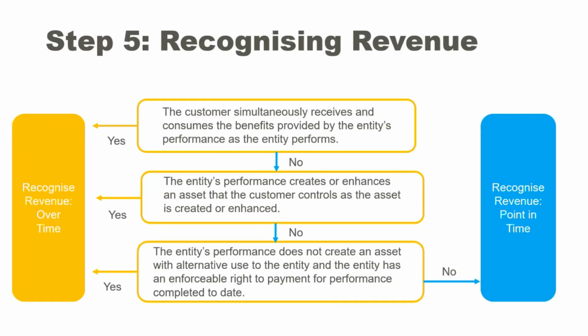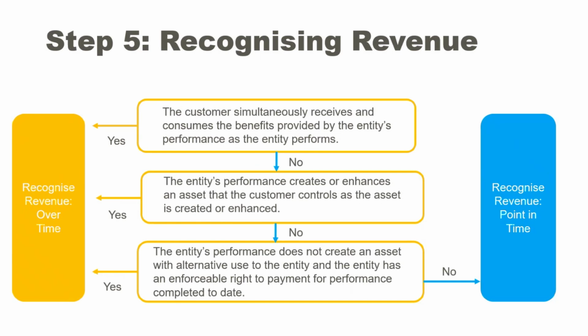The final step, step 5, is to actually recognise the revenue. So you either recognise the revenue over time or at a point in time. So for revenue to be recognised over time, one of 3 criteria needs to be met. So the first one is that the customer simultaneously receives and consumes the benefits provided by the entity's performance as the entity performs.